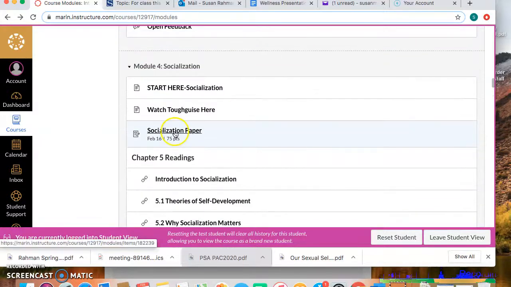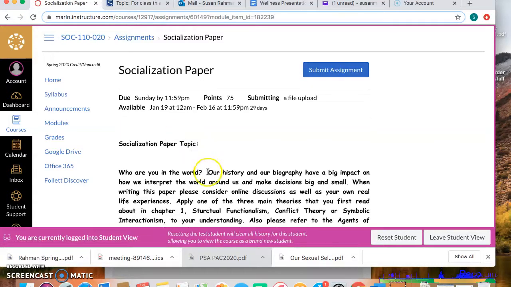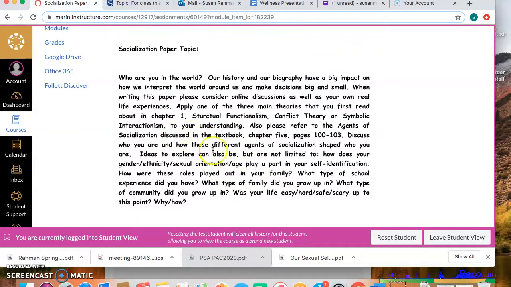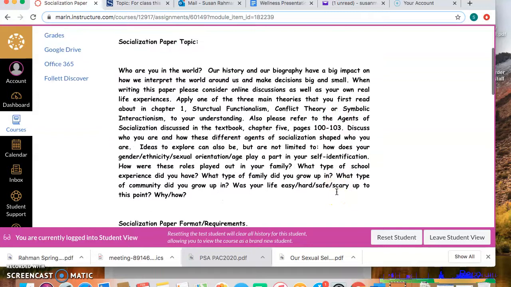You're going to talk about your own socialization and you're going to use sociological theory. You're going to pick functionalism, conflict, or symbolic interactionism to explain who you are. And you're also going to refer to the agents of socialization that are discussed in the textbook, okay? And so that's the reading for this week. The whole chapter is the reading for this week, but you also have specific content on agents of socialization. And so what does that exactly mean? What made you you is what you're going to think about.